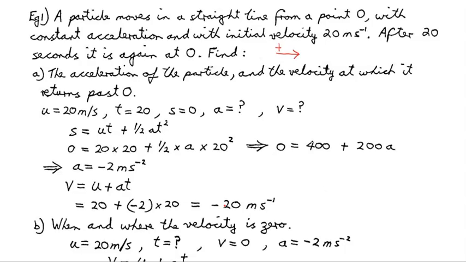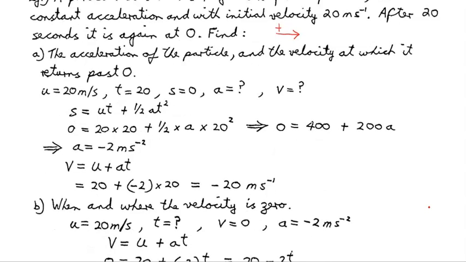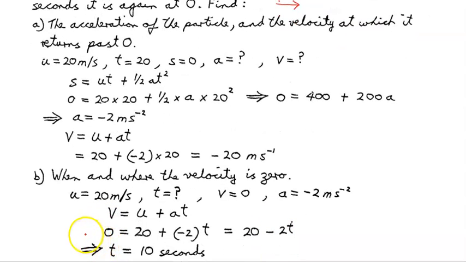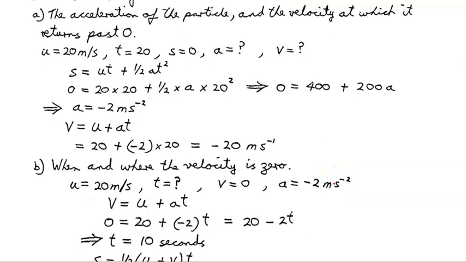Now, when and where is the velocity 0? We know the initial velocity, 20 meters per second to the right. When, we don't know. Its final velocity is 0 because we're told that. Where is the velocity 0? a, we know is minus 2 meters per second squared. So the only thing that's really missing is t. The equation that has just a t in it, and all the other variables that we know, is v equals u plus at. Put v is 0 in there, u is 20, a is minus 2 times t. We have 20 minus 2t equal to 0. Solving for that, we get t equals 10 seconds. So the velocity is 0 at 10 seconds.